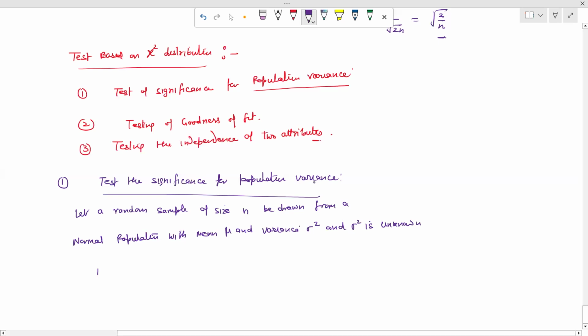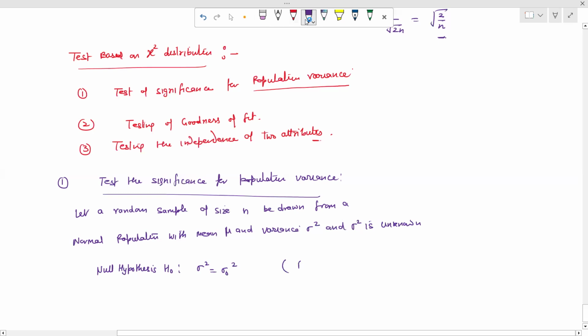Then we set the null hypothesis. There are two hypotheses we have: one is the null hypothesis and the second is the alternative hypothesis. The null hypothesis is always denoted by H naught, and the alternative means the opposite of the null hypothesis. H naught we consider on the basis of the variance: sigma square equal to sigma naught square.